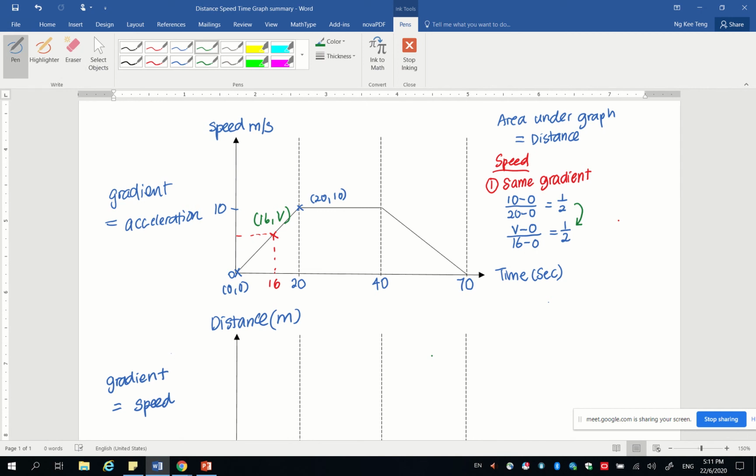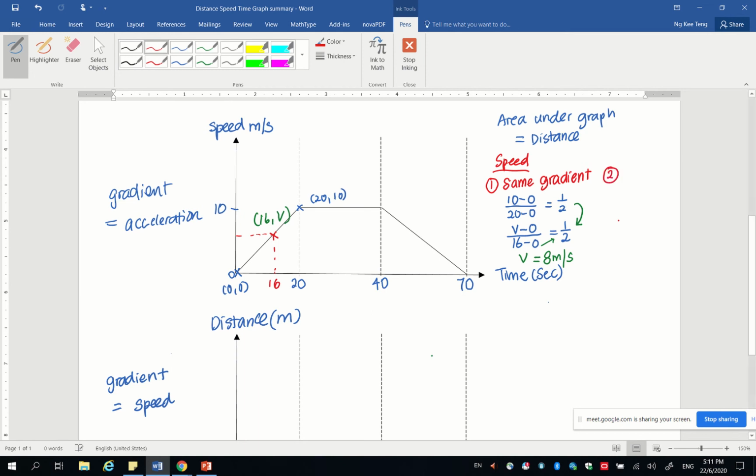So I can easily get the answer v. I'm going to multiply 16 across, because 0 doesn't have any effect, right? So v is half times 16. What is half times 16? 8, is it 8? Yeah, so the speed will be 8 meters per second. That's the first concept, where I use the same gradient. Now I'm going to tell you the second concept.